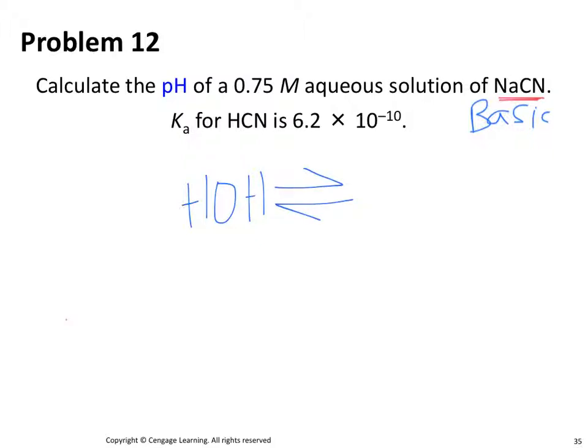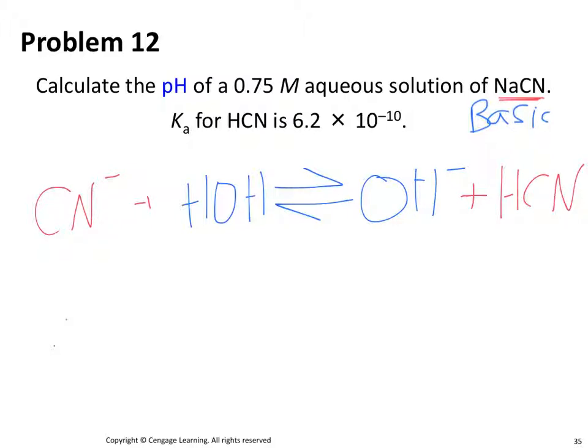In equilibrium. Now, since it's a basic salt, what has to be in solution? OH minus. It also made an acid, but it came from a weak acid. What was your weak acid? HCN. What's on the product that's not on the reactant? CN minus. That's all you had to do.